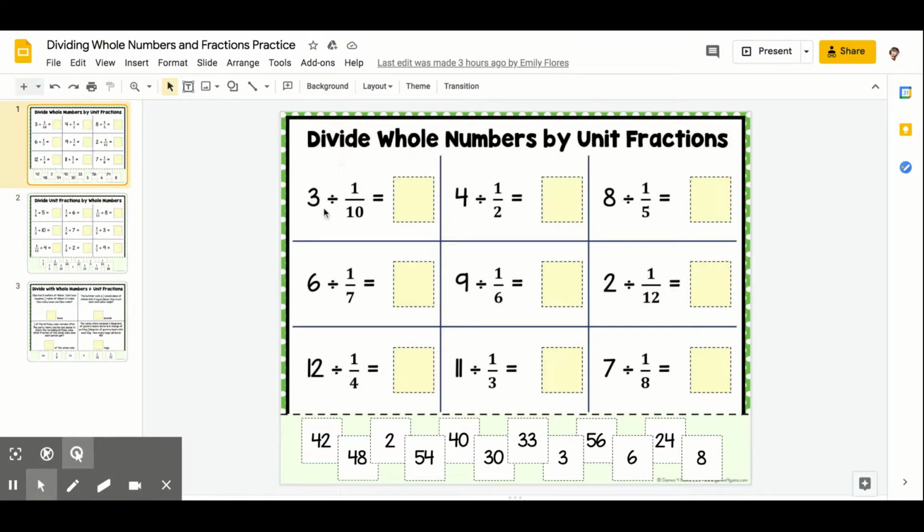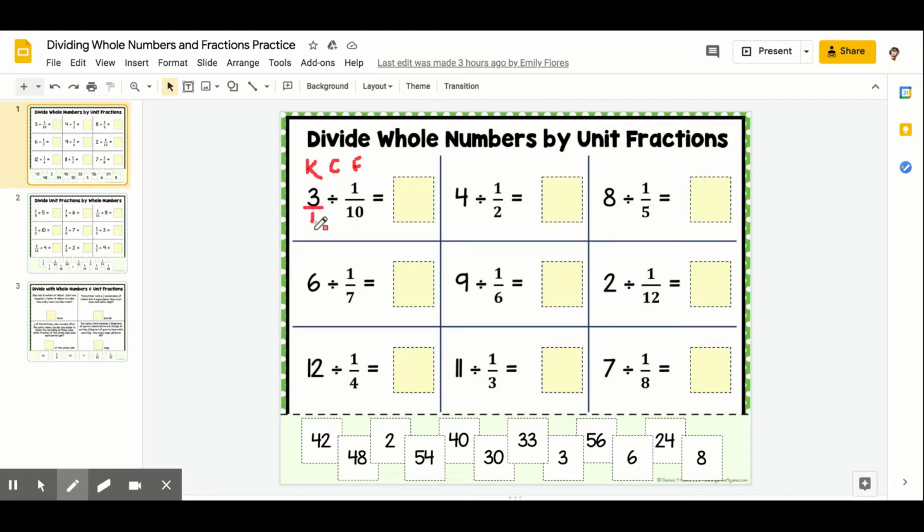So first one, let's look at 3 divided by 1/10. So remember, we have to keep, change, flip. So we keep our first number. We change our division to multiplication, and then we flip our second number. So remember, our whole numbers need to have a 1 under it, always. And then if we keep it, we either keep the 1 underneath there, or if we have to flip it, we flip the numerator and denominator.